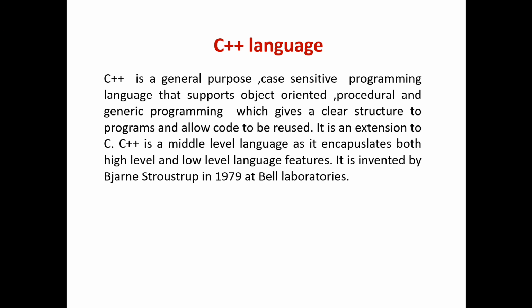C++ is a general purpose, case sensitive programming language that supports object oriented programming, which gives a clear structure to programs and allows code to be reused. It is an extension to C. C++ is a middle level language as it encapsulates both high level and low level language features. It was invented by Bjarne Stroustrup in 1979 at Bell Laboratories.